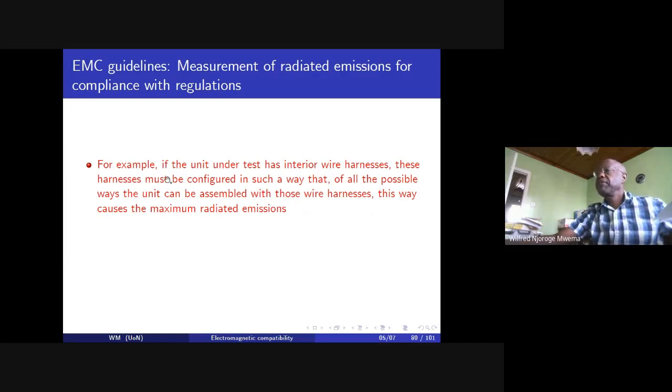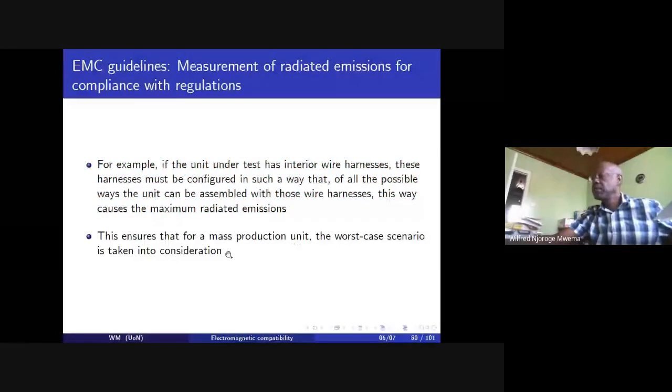So for example, if the unit under test has interior wire harnesses, that is things that are tying together the interior wires, these harnesses must be configured in such a way that of all the possible ways the unit can be assembled with those wire harnesses, the way it has been assembled is the one that will cause the maximum radiated emissions. And this will therefore ensure that when the unit is mass produced, the worst case scenario will have been taken into consideration.